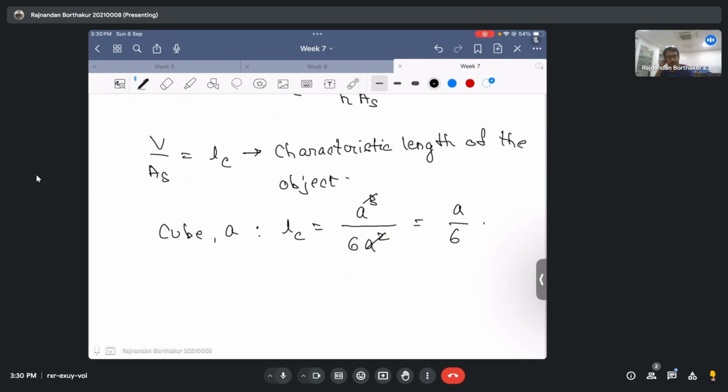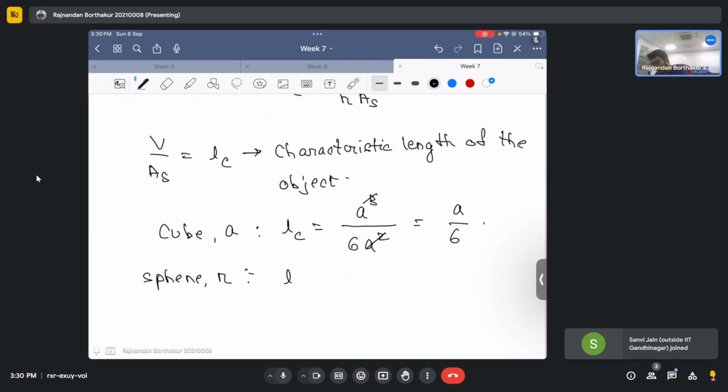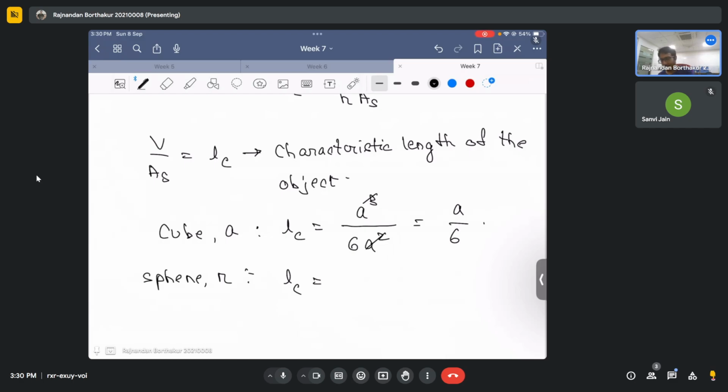For instance, if you have a sphere of radius r, can you tell me what is the characteristic length of a sphere of radius r? Again, the characteristic length is volume divided by the surface area. Yes, exactly. It's r by 3.